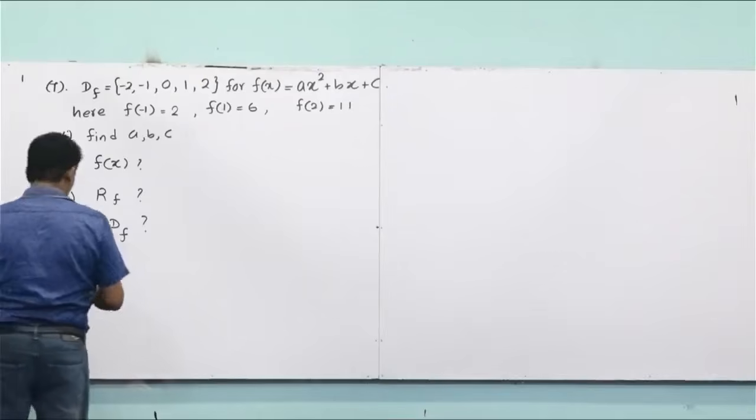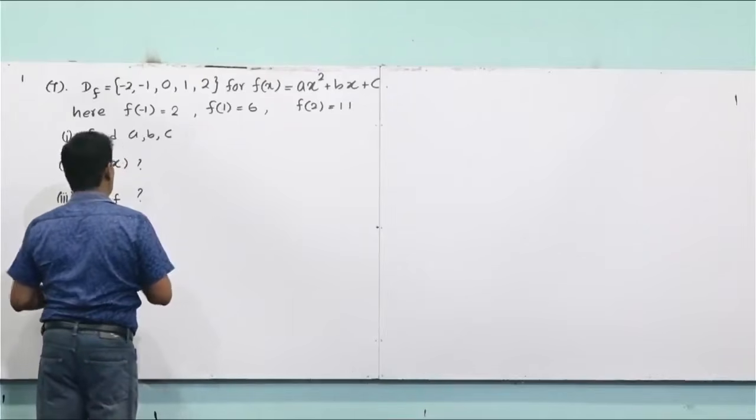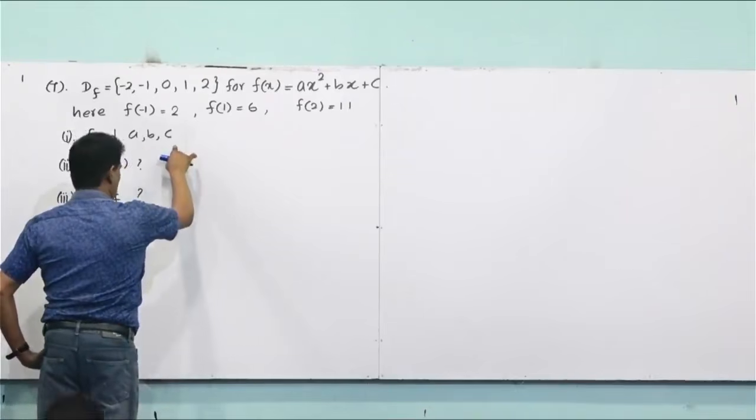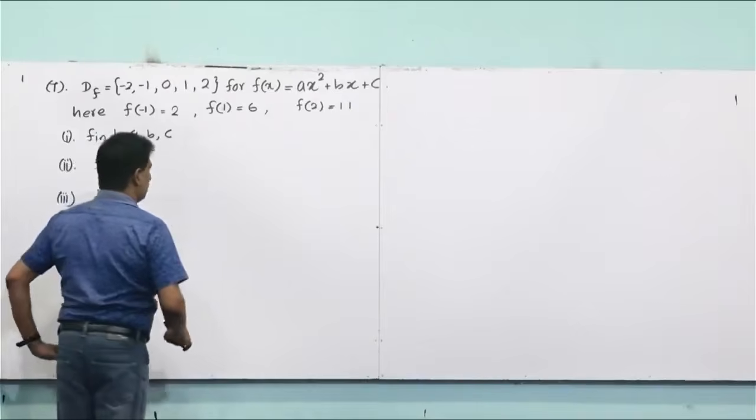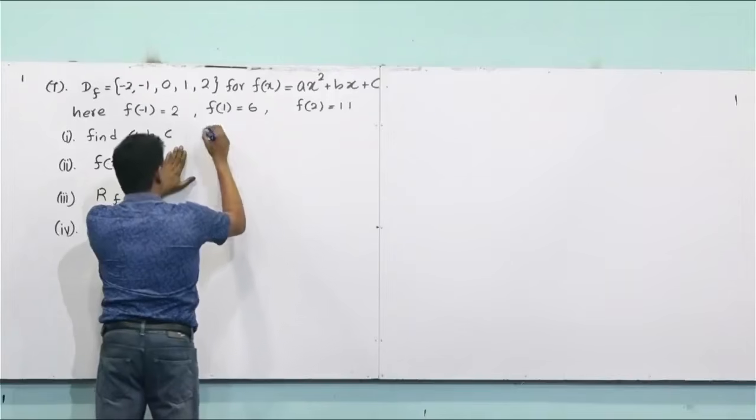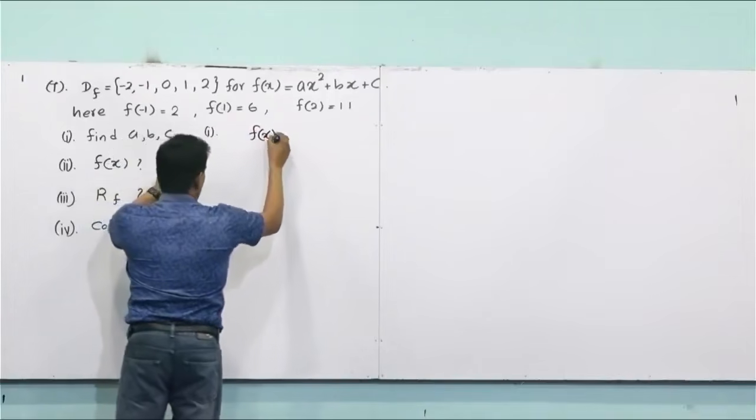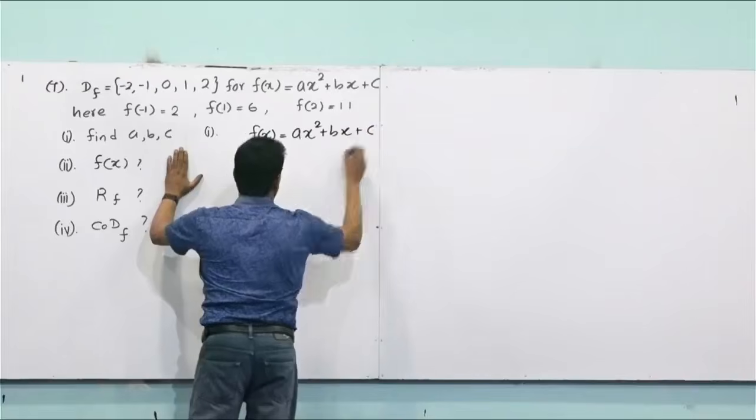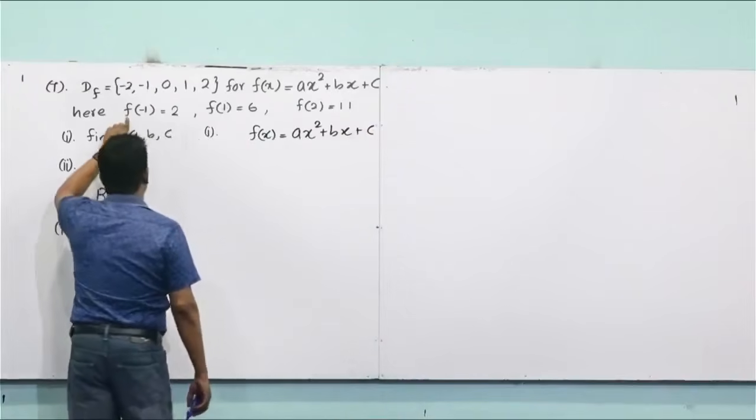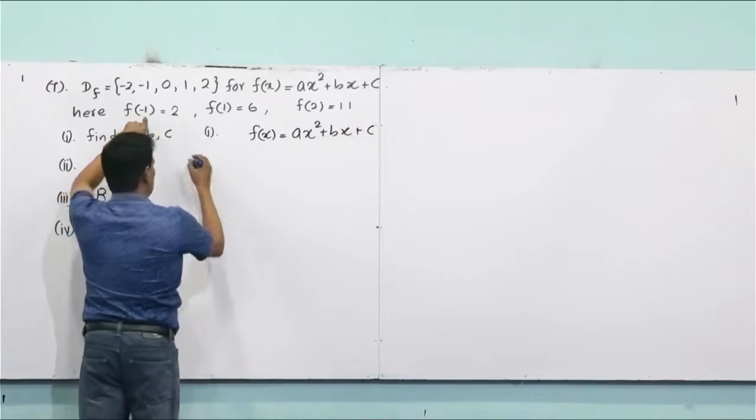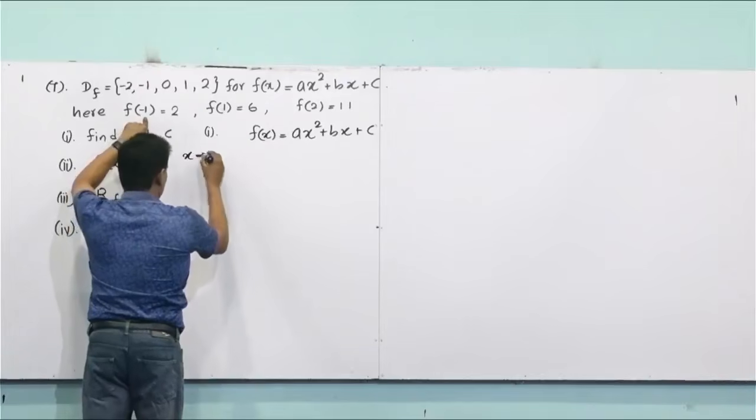Right. Now first you have to find the values of A, B, C. Then there are three unknowns. That means we have to take three equations for A, B and C. We know f(x) is equal to ax squared plus bx plus c. The image of minus 1, that means f(-1) is given. So we have to substitute x as minus 1 here.